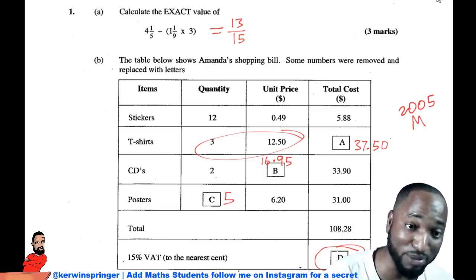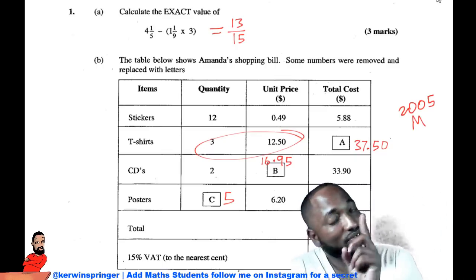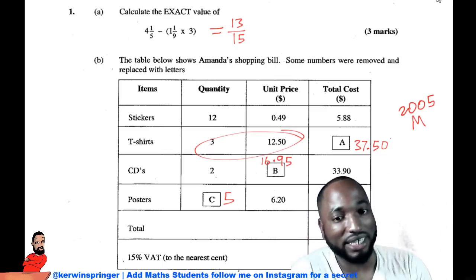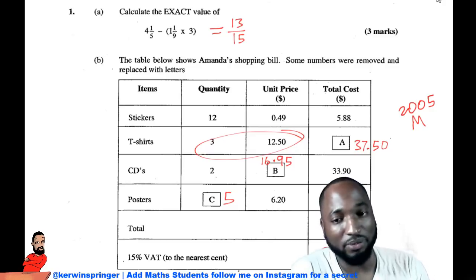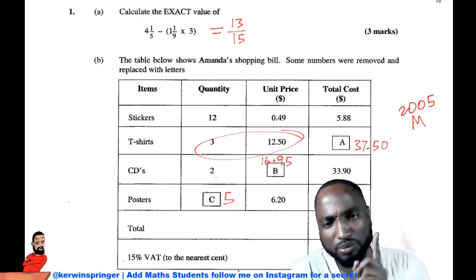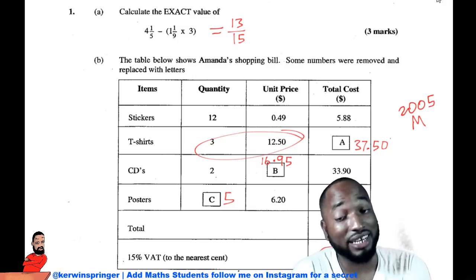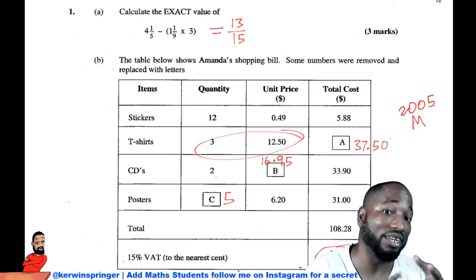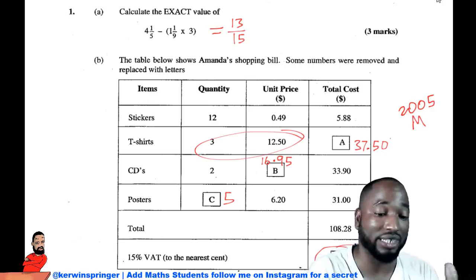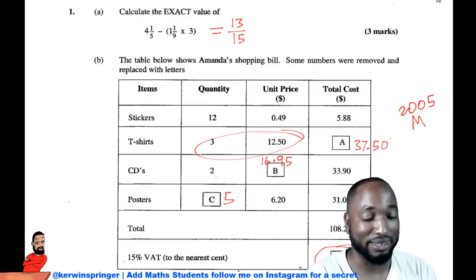The VAT can be, for consumer arithmetic, make sure your answers make sense. Like if you see a total of $108 and you have 15% VAT, imagine you went and paid $108 and then they tell you VAT is $200. Wow, so you're paying the government more money than the actual item. This is not Venezuela.